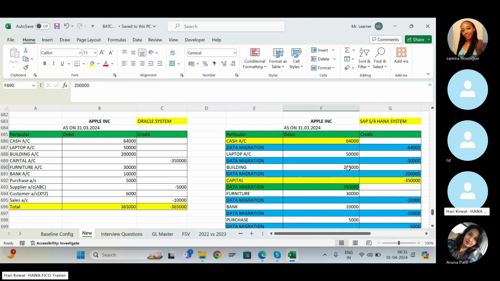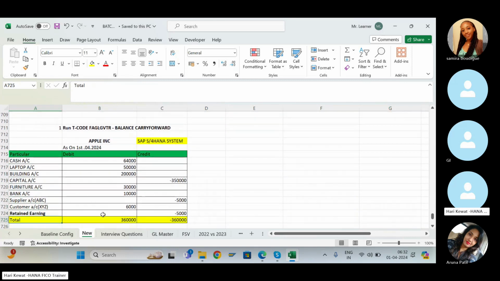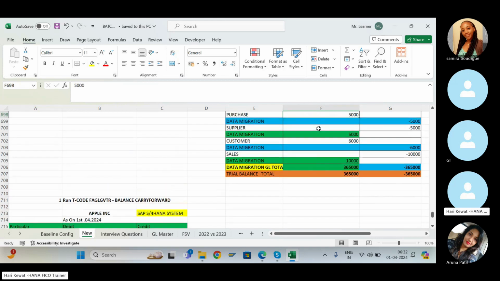Laptop will get carried forward, building will get carried forward, everything will get carried forward, but your data migration GL balance will become zero here, because for the data migration GL you have debit and credit the same. So next year when you carry forward, there will be no balance, it will be zero. Okay, it will be zero. Therefore if you go and check the trial balance of 1st April 2024, you will not find the data migration GL in the trial balance, because it has debit and credit equal.